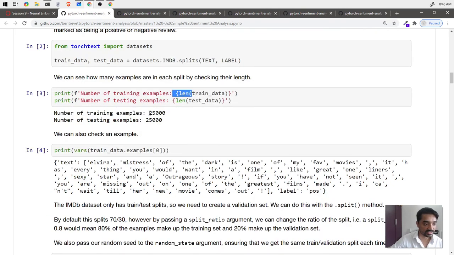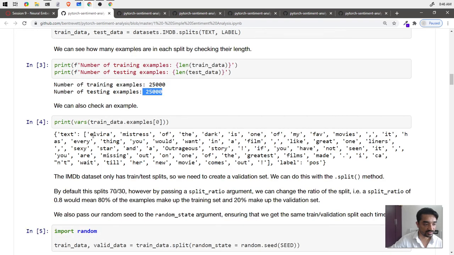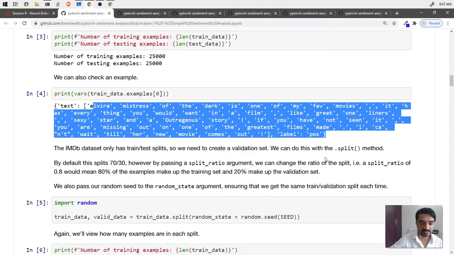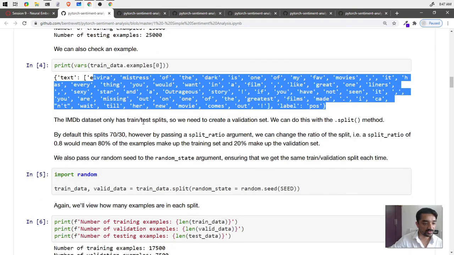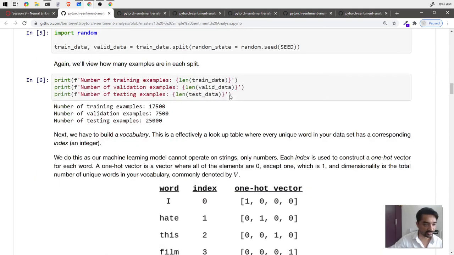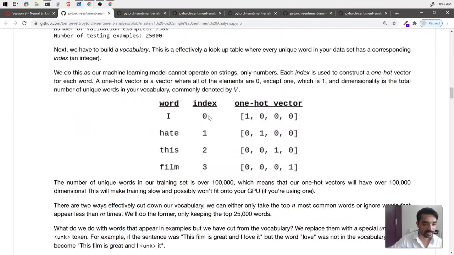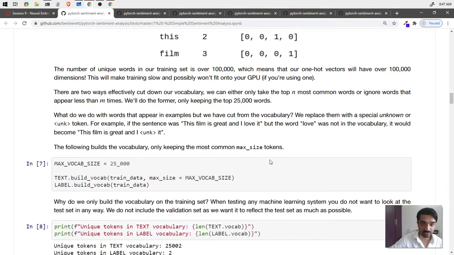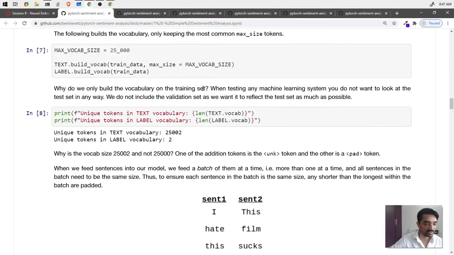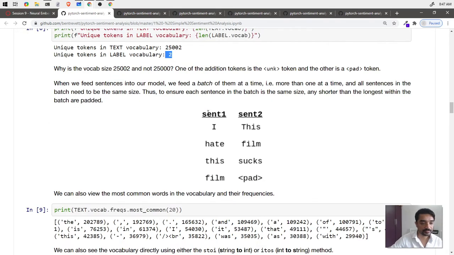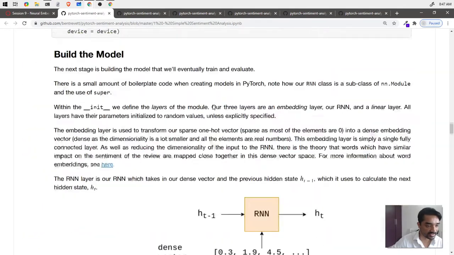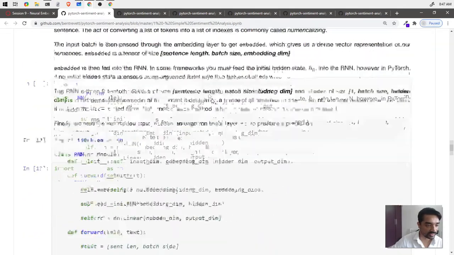Now we're looking at some statistics. We have 25,000 training samples. In train sample 0 we have this example. The IMDb dataset only has a train and a test split, so we need to create a validation set. So we do that part also. You all know all of that, so not going to look into it. For the words "hate this film", the one-hot vector is going to be something like this. We know that, we're not looking at that. Now the vocabulary is something like this, with unique tokens and a label vocabulary of 2. All is fine. I literally want to take you to building the model, and here we are.